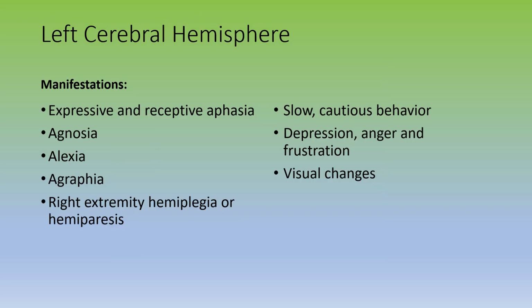So we're going to go into a little bit more detail of the left cerebral hemisphere manifestations: expressive and receptive aphasia, agnosia, which is being unable to recognize familiar objects, alexia, which is a reading difficulty, agraphia, which is writing difficulty, right extremity hemiplegia, which is paralysis, and hemiparesis, which is weakness. Visual changes like hemianopsia, which is a loss of visual field in one or both eyes. So those are terms that are good to know.